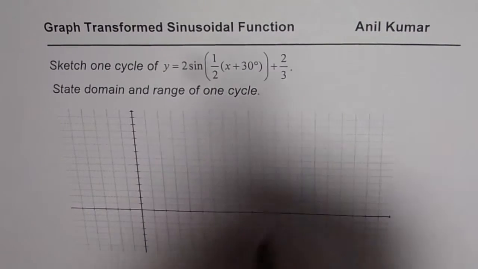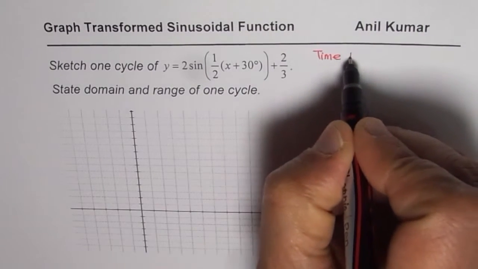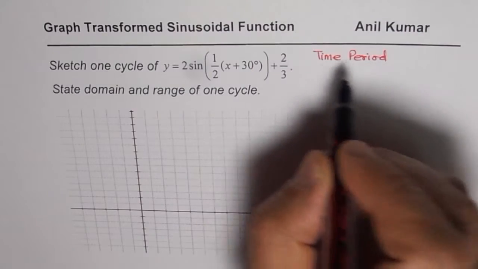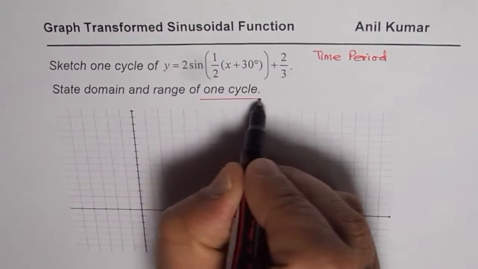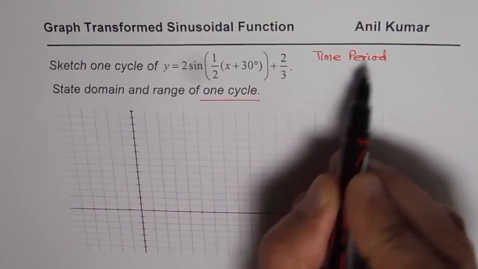First step is to find the time period. Now, what does time period mean? Period for one cycle. So we are going to sketch just one cycle. So let us find the time period for one cycle.